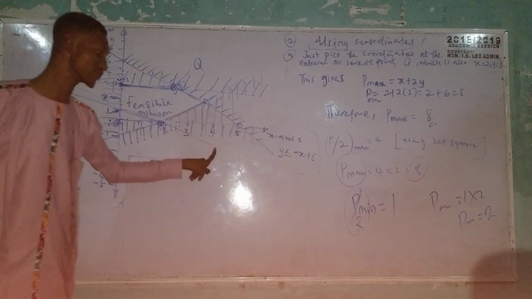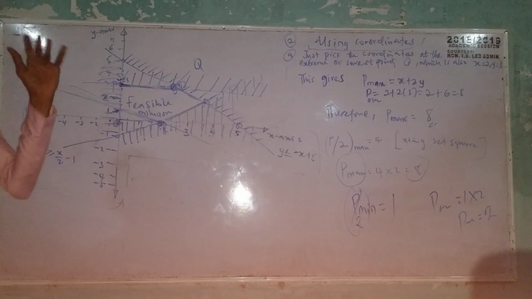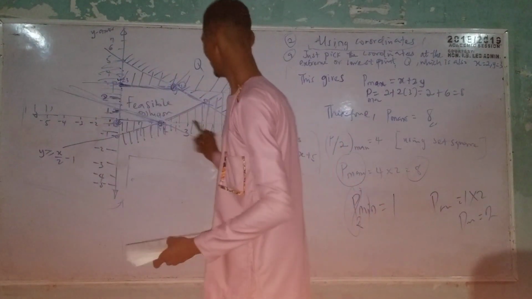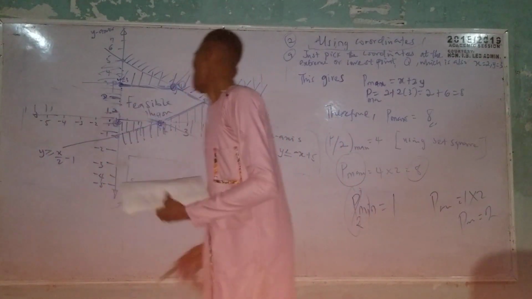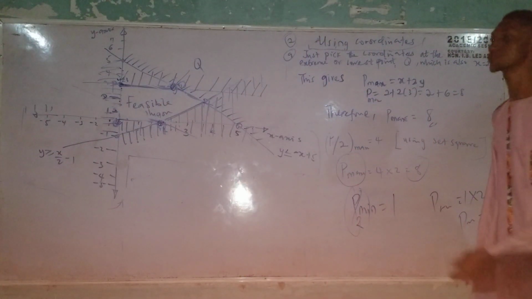Make sure you identify the objective line and write it. I raise up the objective line, and I get the extreme or minimum. Very simple and very fast. Now when it comes to coordinates, you don't even need to do all this. You just look at the extreme point. What is the extreme point? Q, right? Trace the coordinates down.